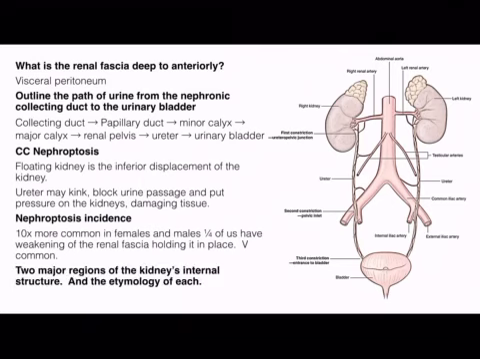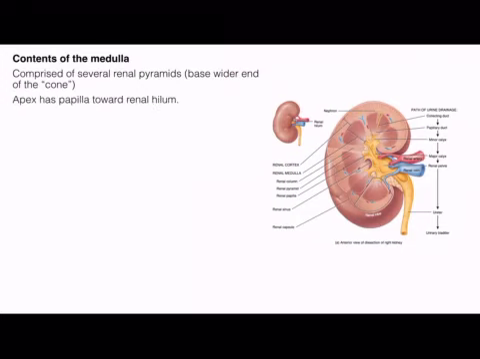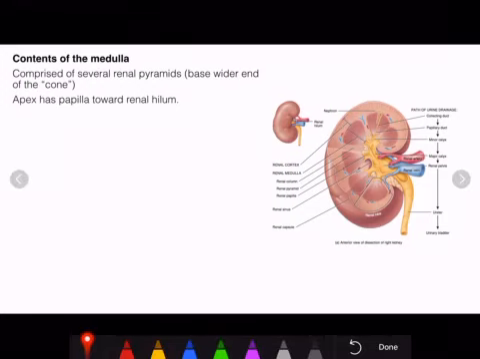2 major regions of the kidney's internal structure: cortex, medulla, as per. Contents of the medulla. Now the medulla are the pyramids. They're not the juxtamedullary columns. Those are projections of cortex. So they're not the medulla, it's just those pyramids, with the apex toward the renal hilum, where we get the papillary duct. So we get the papillary duct coming in, loads of collecting ducts form a papillary duct, empty into the minor calyx, which empty into the 2 or 3, the few numbered major calyx, then into the single renal pelvis.